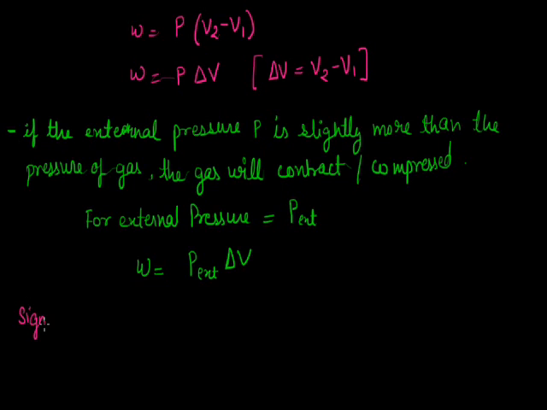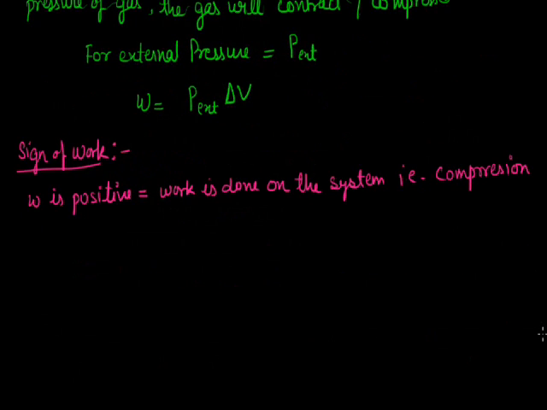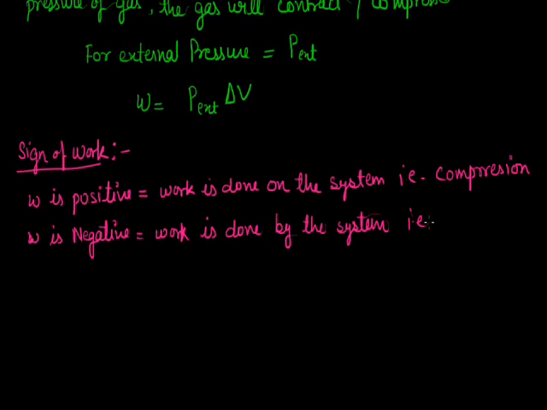Now, sign of the work. The work W is positive in the case where work is done on the system, or we can say in the case of compression. When we compress a gas, work is done on the system. If the value of W is negative, that means work is done by the system. That means expansion.